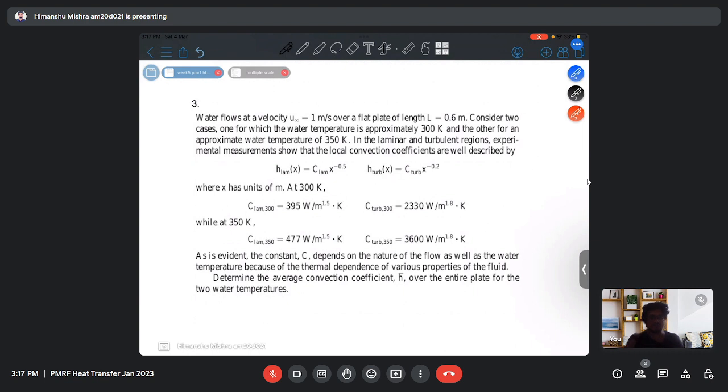So let's start with the numerical question. In this question, we have to use the previous concepts that we discussed in the previous class to find the average heat transfer coefficient. The question is: water flows at a velocity u infinity, which is 1 meter per second.